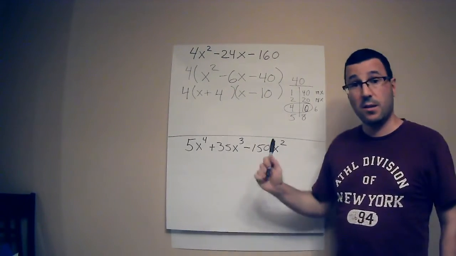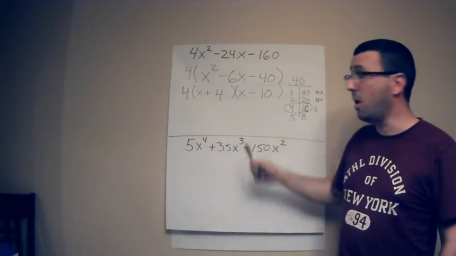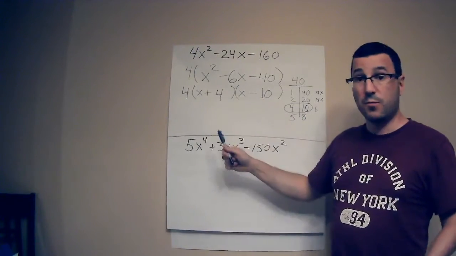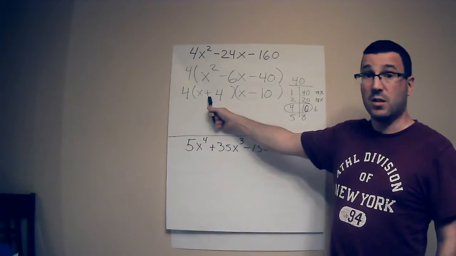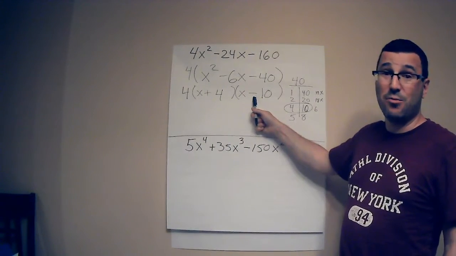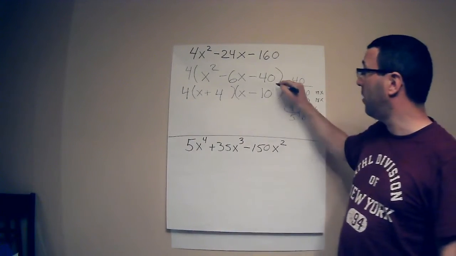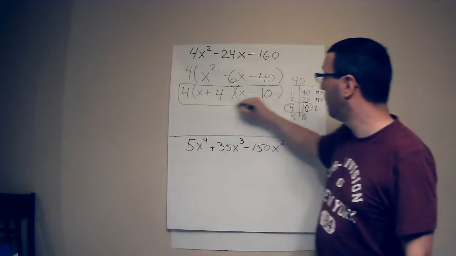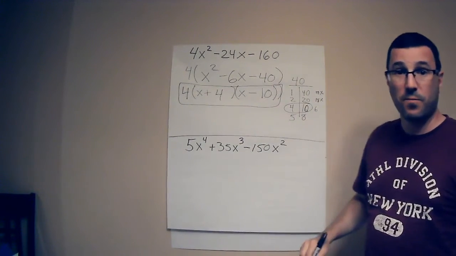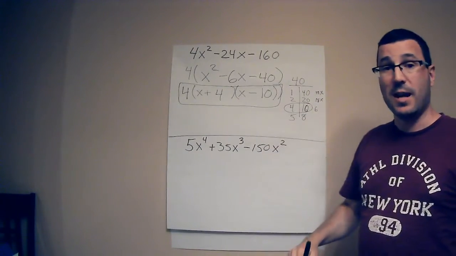We double check the parentheses. Greatest common factor anywhere in here? No. How about in this one? No. Difference of two squares? This is addition, so no difference. This one has subtraction and two terms, but neither one is a perfect square, so that's our answer. 4 times x plus 4 times x minus 10.